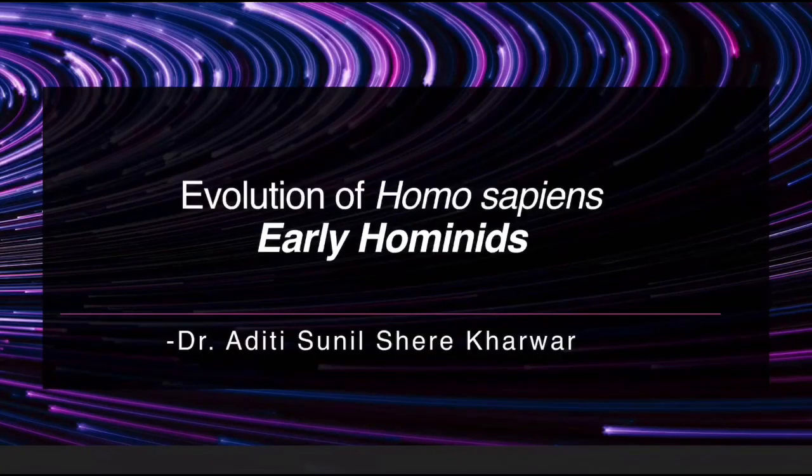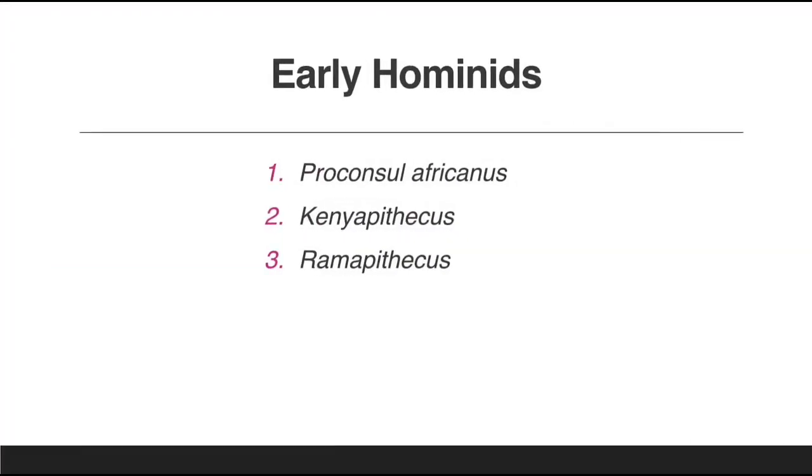Hello everyone, I welcome you all to the next lecture of organic evolution, and in today's lecture we will be studying the evolution of Homo sapiens, and particularly we will be focusing upon the early hominids. So let's begin. We are going to study three early hominids in today's video. First one is Proconsul africanus, second one is Keniapithecus, and last one is Ramapithecus. So let's proceed.